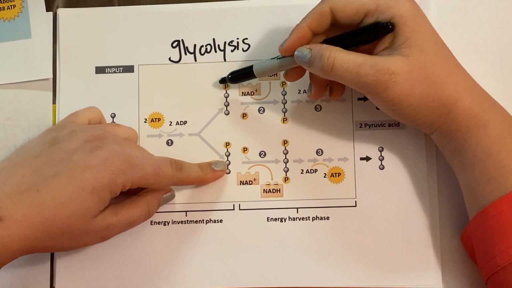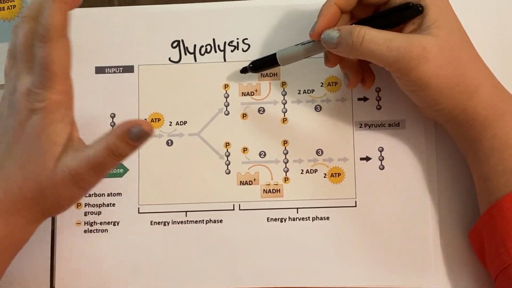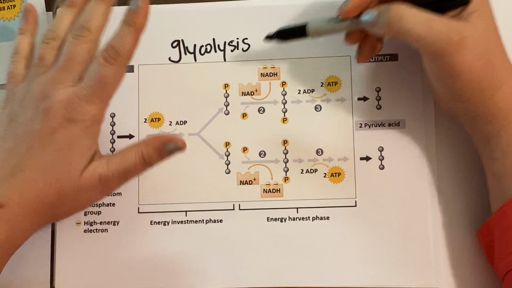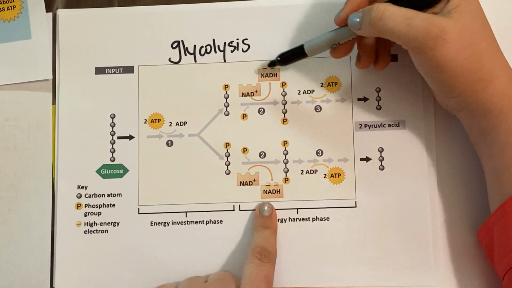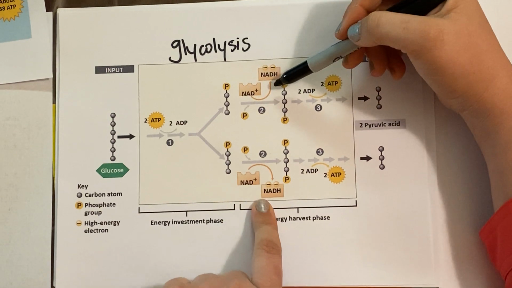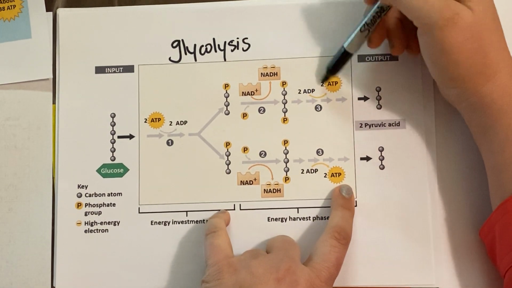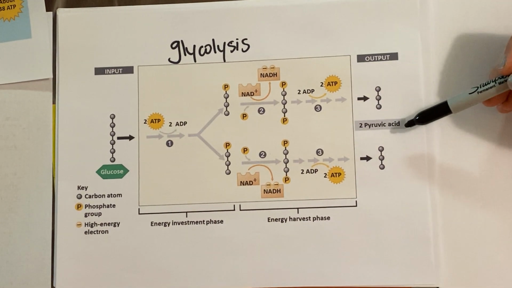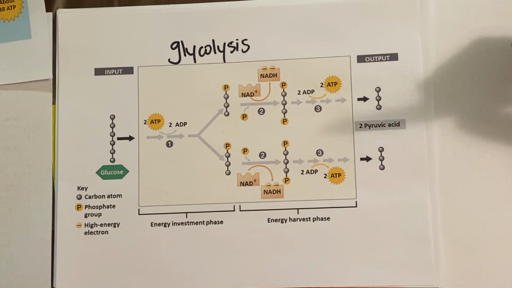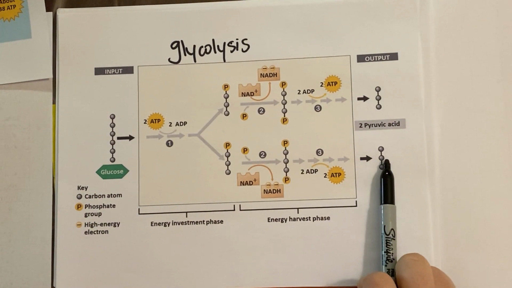We are then going to remove some of the electrons from these. And you don't really need to understand how that happens. Just know that electrons are removed. They're going to go to NADH. Remember, we have 2 of these happening. And then we're going to be able to produce a little bit of ATP at the end. The final product is pyruvic acid. So your main goal is to understand that you start with glucose, you end with pyruvic acid.